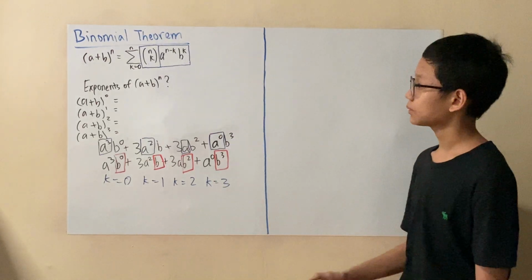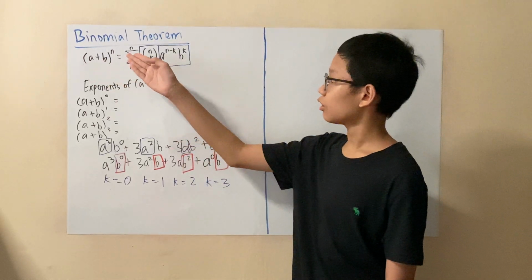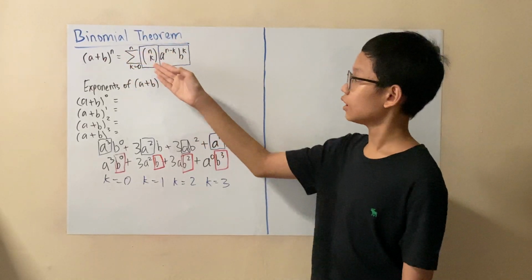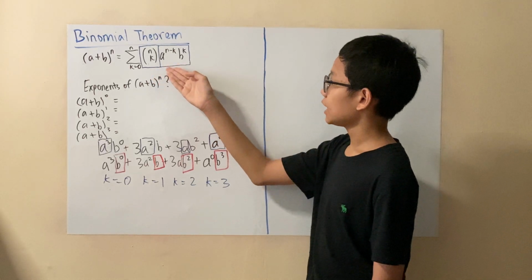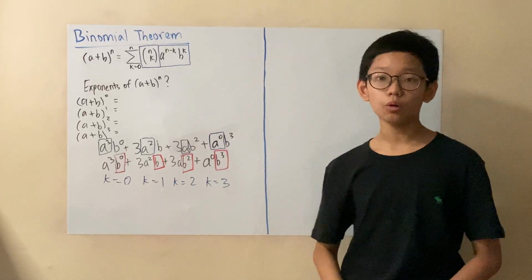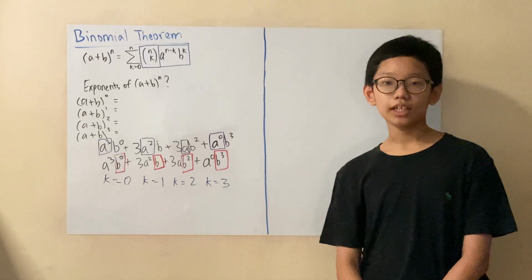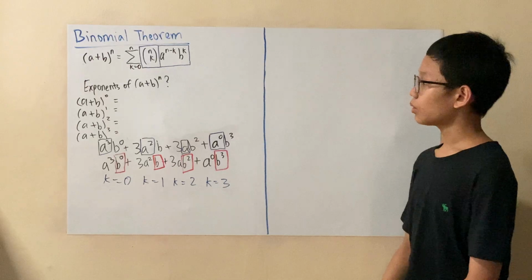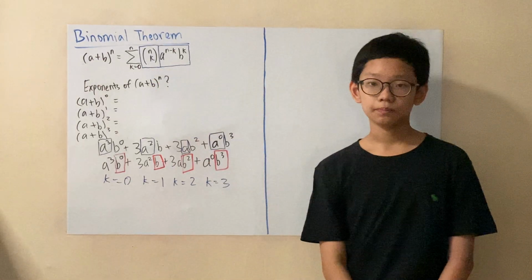The binomial theorem states that (a + b) to the power of n is equal to sigma, or the sum, of k equals 0 to n of these terms. And the terms are n choose k multiplied by a to the power of n minus k multiplied by b to the power of k. Whoa, this is a big equation. And that's why we'll be splitting it into two smaller parts so that we can understand this theorem better. So today we'll be looking at the exponents and the coefficients.